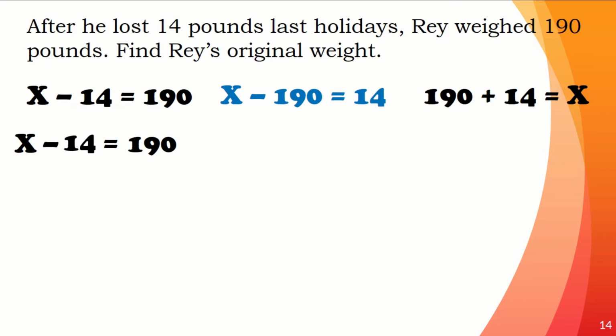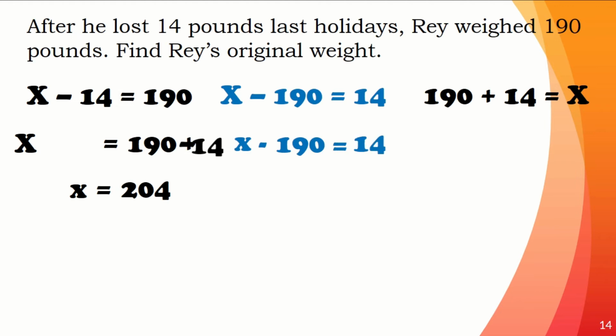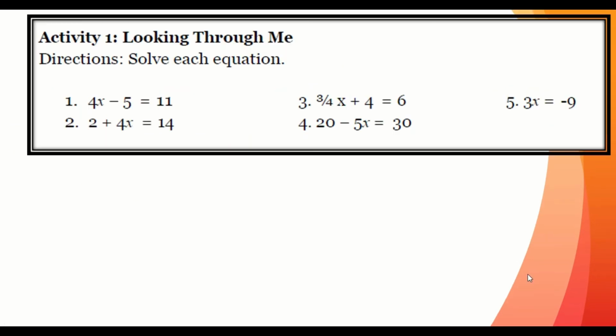So you will move the same term, and you will move to addition. So it will be x equals 204. In this case, yun namang 190 ang imumove mo sa kabila. Then addition again. Okay. So, ito, madali lang naman. 190 plus 14 equals 204. For the equation, we have activity 1. For lesson 2, we have activity 1, Looking Through Me. Solve each equation.